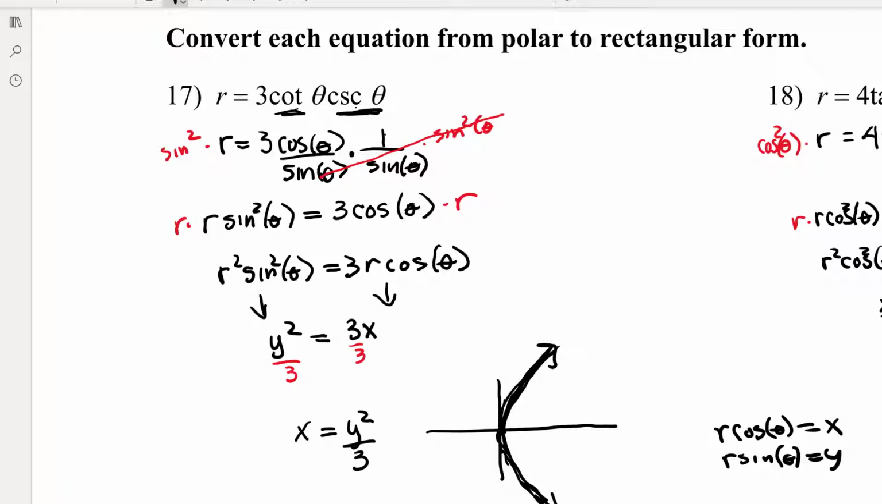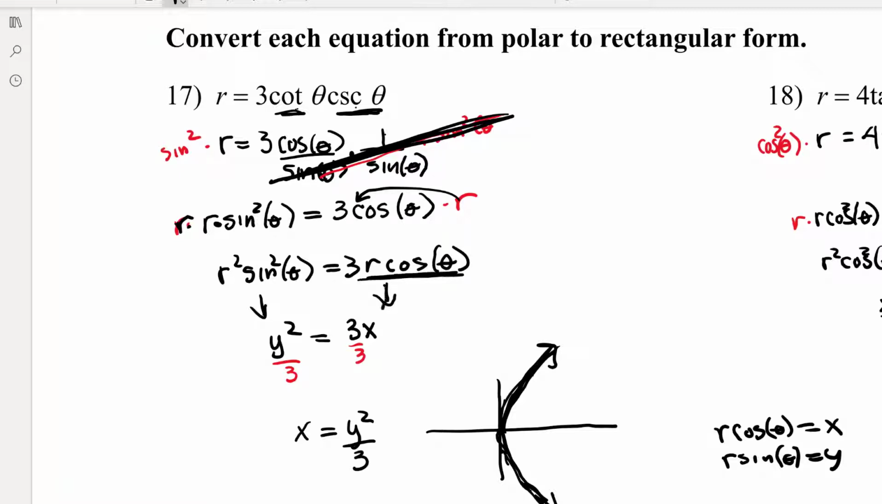Well, sine times sine is sine squared. So to separate the cosine over the sine squared, we're going to multiply both sides by sine squared, which is what we did right there. Now look at what we have. We have sine squared times r. All I did here was rearrange and write it as r times sine squared. If we multiply both sides by r, I now have 3r cosine.